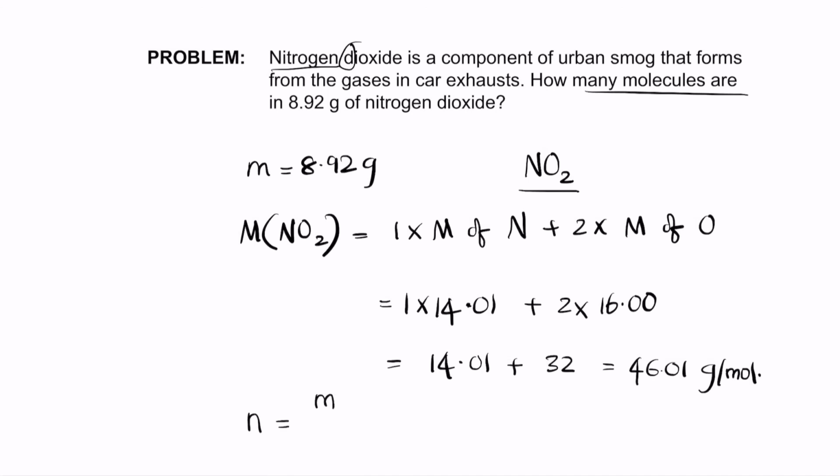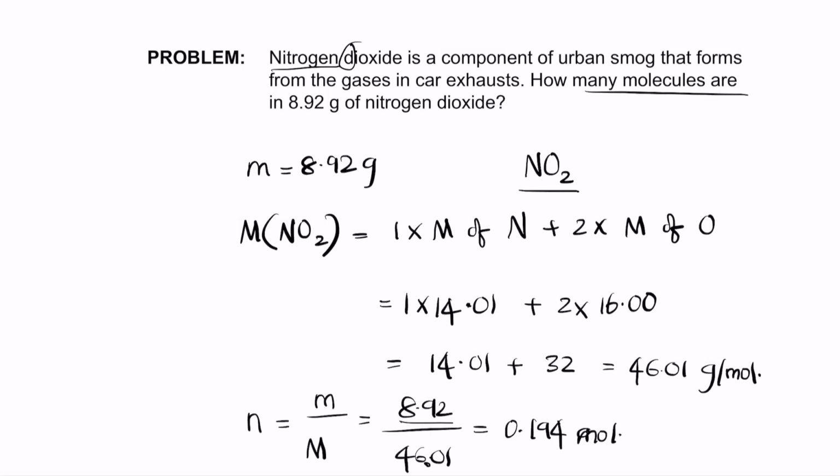The number of moles is mass by molar mass. Mass is 8.92 over molar mass is 46.01. So 8.92 over 46.01 gives you a value of 0.194. Notice that there are three significant figures that you have to have at maximum. So 0.194 mole. This is the number of moles of the substance that you have.